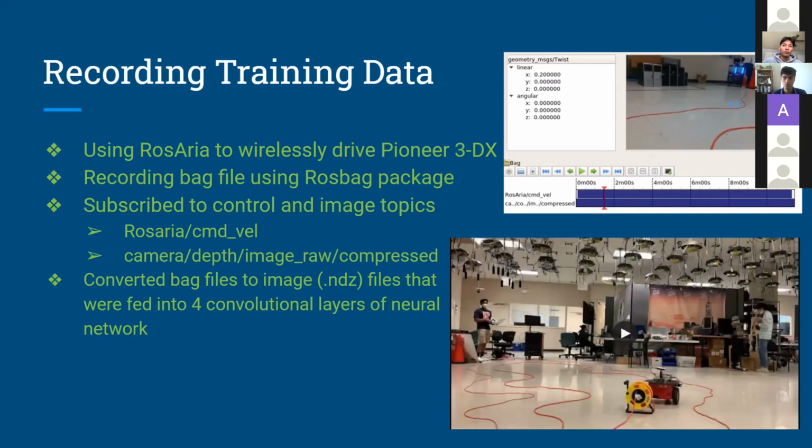And what this did, it converted the bag file into an NDZ file. And then we took that NDZ file and we fed it into the 4 convolutional layers of our neural network. And that's how we trained the robot. So we repeated this process on different tracks. And then to make sure that our robot didn't overfit, we changed the orientation of these cables from time to time, and then we kept training it.